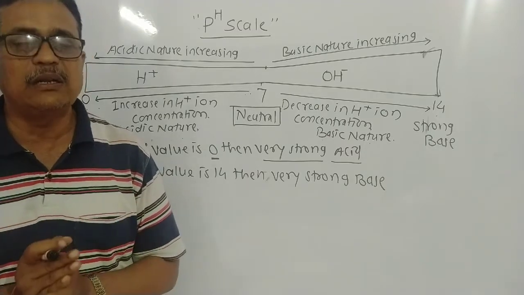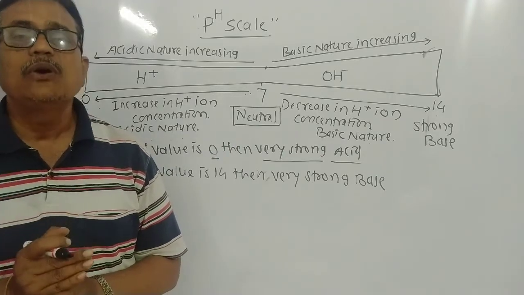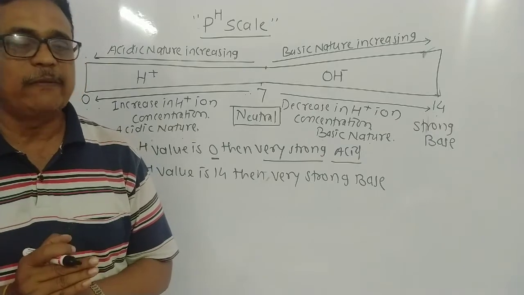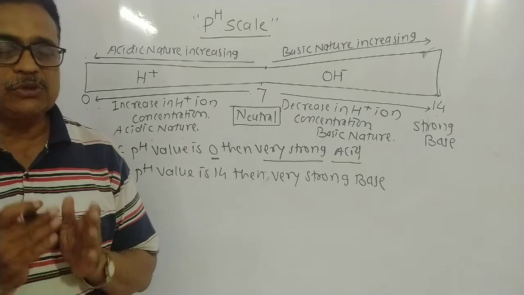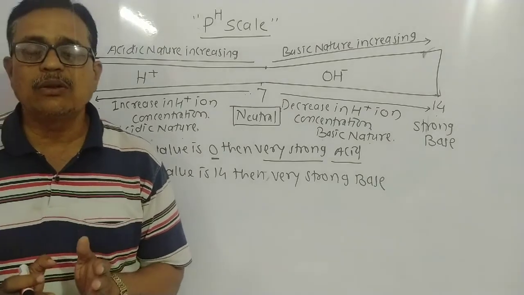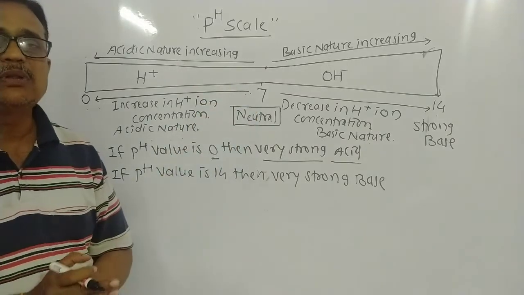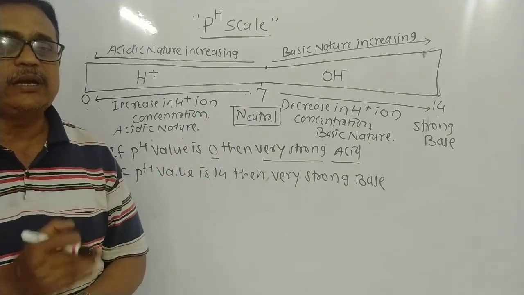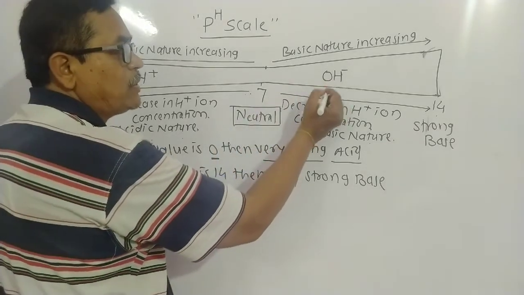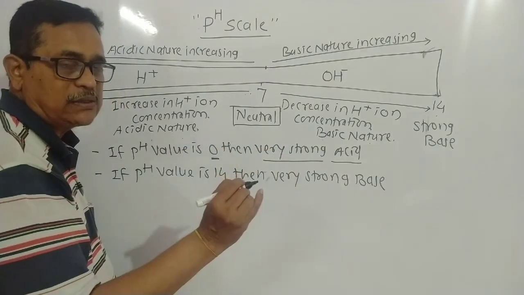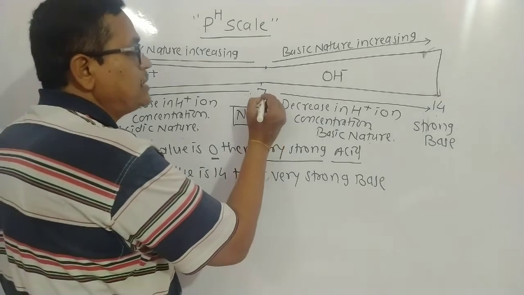We indicate this OH because OH is the main factor of a base, KOH, NaOH and so on. From 7 to 14, the OH negative ion concentration increases. Here we indicate the H positive ion because hydrogen is the main component of an acid, like HCl, HNO3, H2SO4. It means the hydrogen ion concentration increases from 7 to 0 and the OH negative ion concentration increases from 7 to 14.